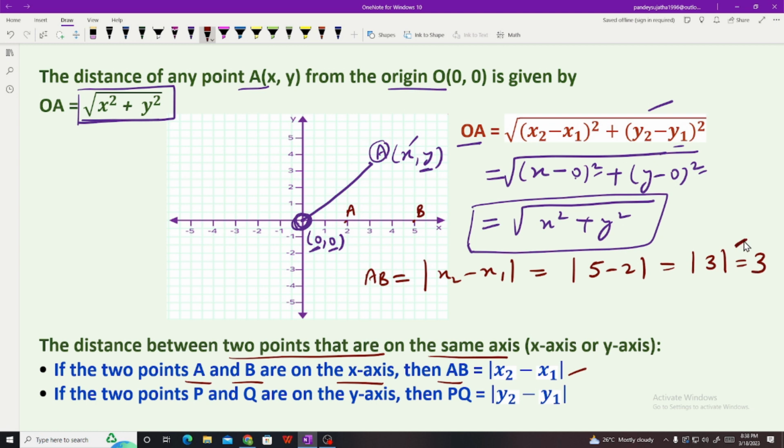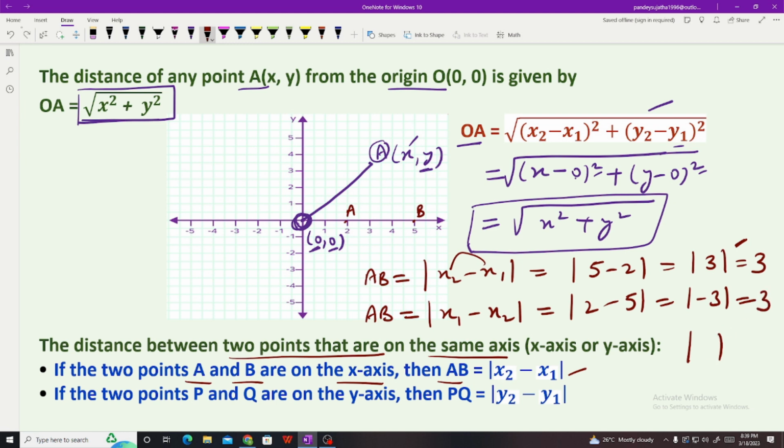So to make you understand about this modulus, let me write here AB, as I said that order doesn't matter. So here if I take instead of x2, x1 minus x2, 2 minus 5, it will come 2 minus 5 is minus 3. As you all know, distance can't be negative. That is the reason we have used the modulus symbol, which shows that all the numbers, whether positive or negative, remain positive. So the distance between these 2 points is 3 units.